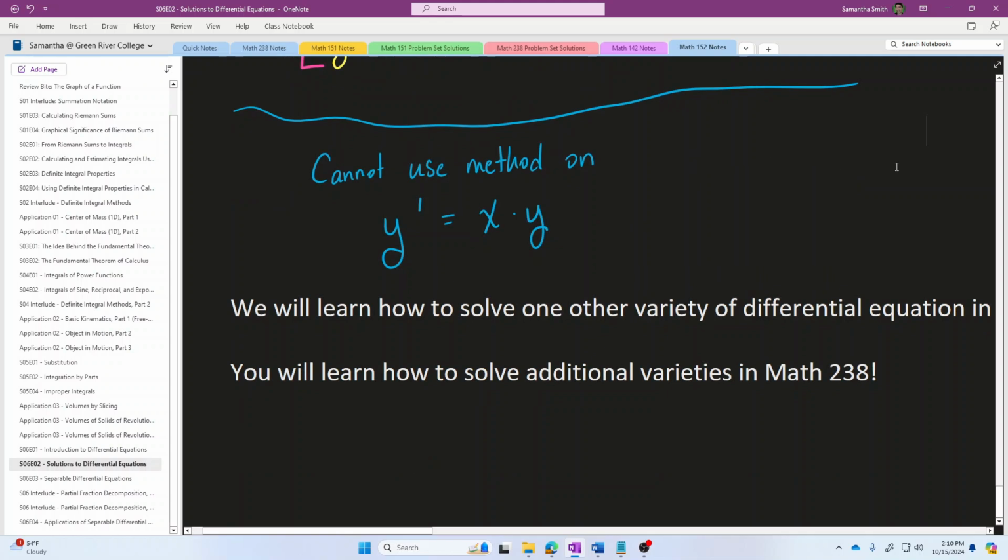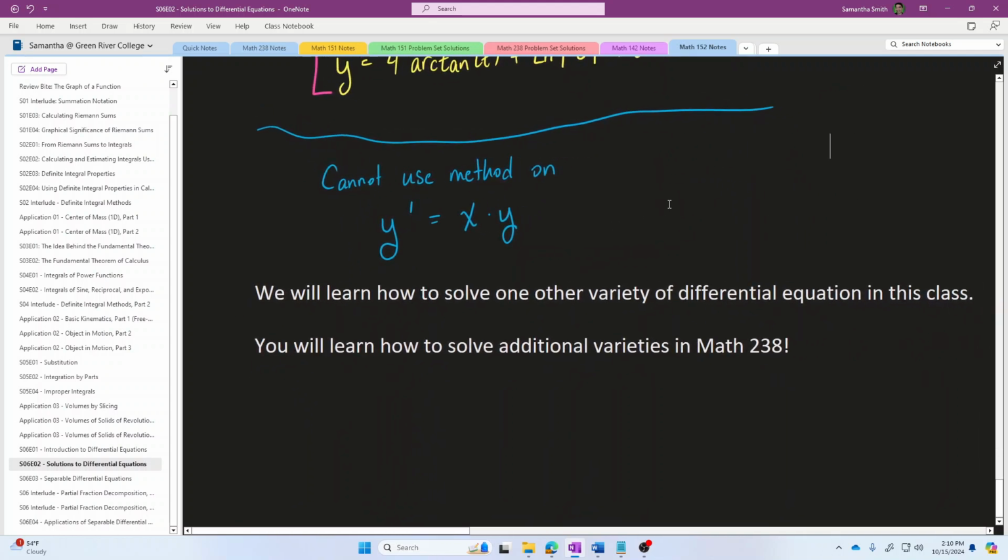And that is what we are going to be learning how to do in episode 3 of this season. We are going to learn a technique that can be used to solve equations of this kind of format. And then as you go into the math class called differential equations, you're going to learn lots of additional methods to solve lots of additional varieties of differential equations in that class.